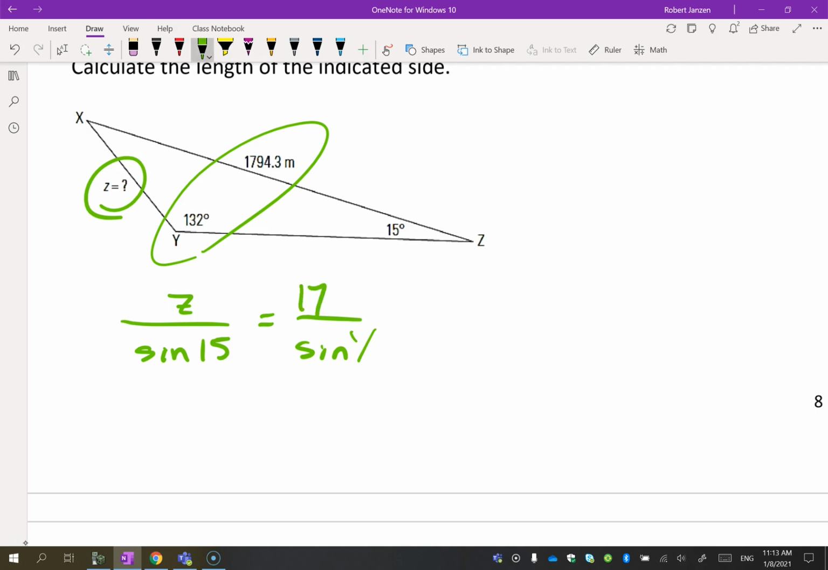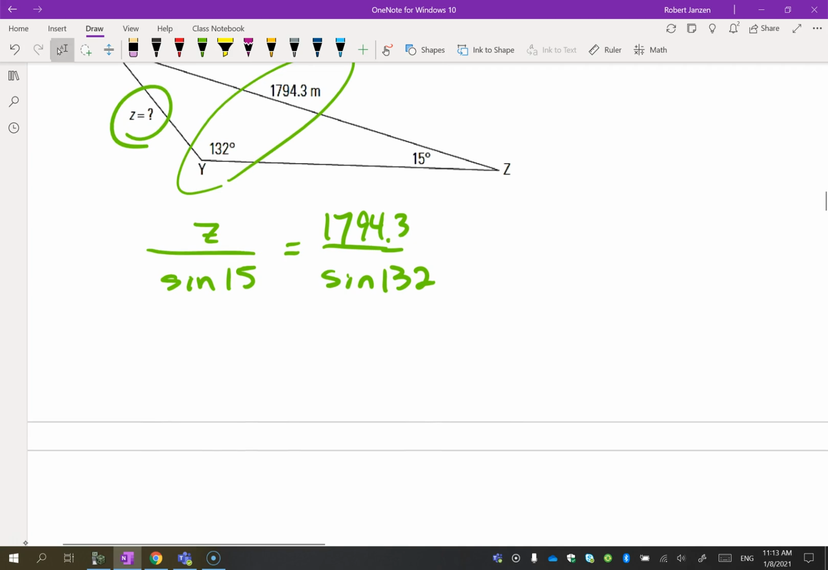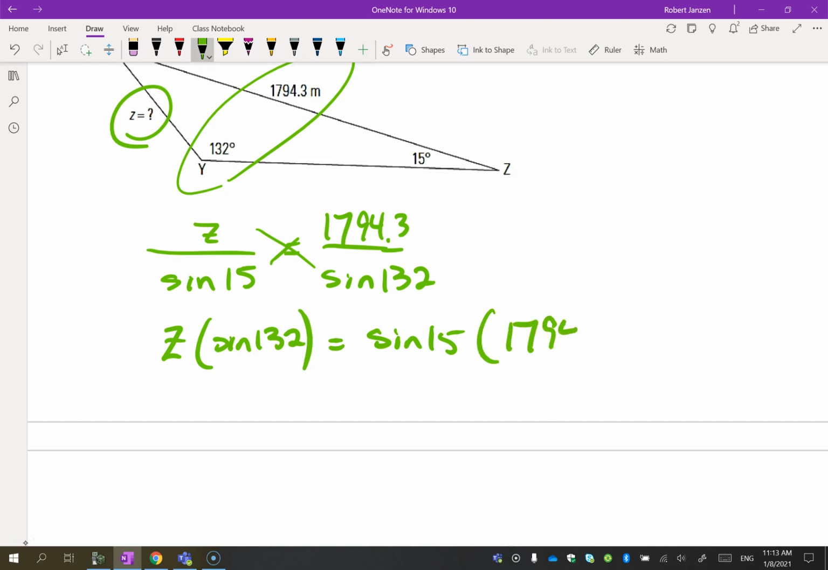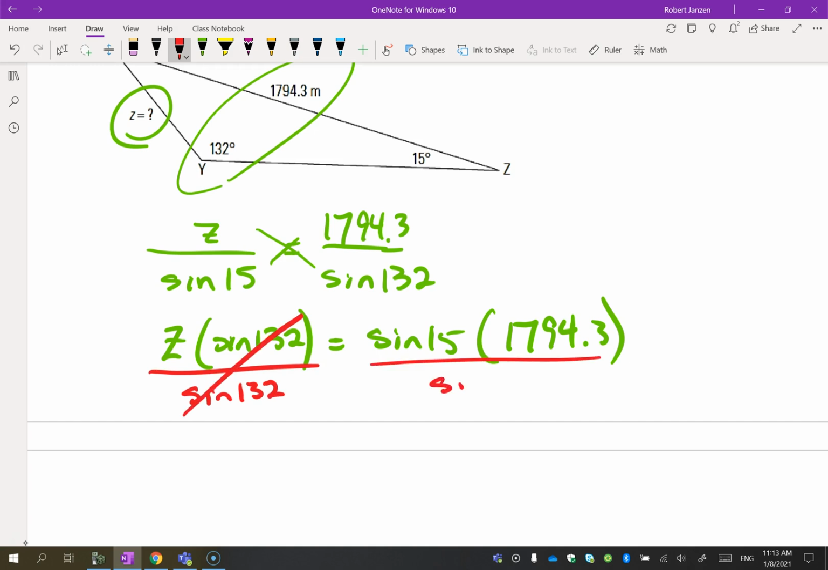Let's do Y. So it was B over sine of B, but let's change it to Y over sine of Y. So side Y is 1794.3, and angle Y is 132. And then I look at X, side X I don't have, and angle X I don't have, so let's not even write that down. So cross multiply. And then to get Z by itself, I'm going to divide by sine of 132. So that will cancel. And Z should be 624.9 meters.